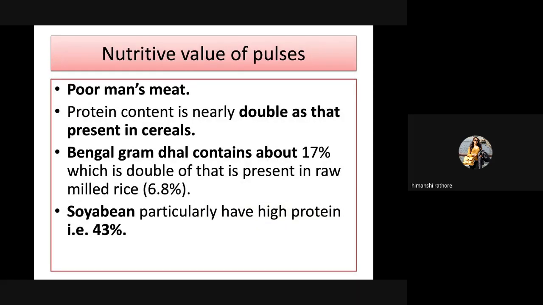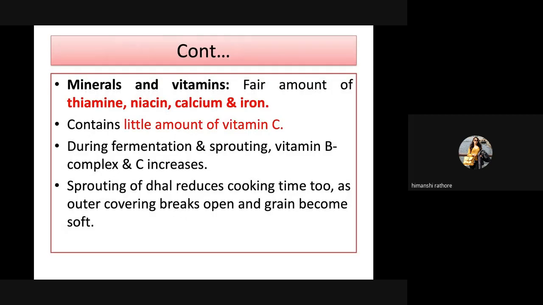Then the nutritional importance of pulses. As I told you, they provide us protein, as well as cereals do. And there is one dal known as Bengal gram dal, that contains 17% of protein, which is almost double that of milled rice. So pulses are good sources of protein. You should know which pulses contain a good amount of protein. Then soya bean is again a pulse which provides you a high percentage of protein, that is 43%. So pulses are nothing but they provide us protein. In continuation, they also provide us minerals and vitamins.